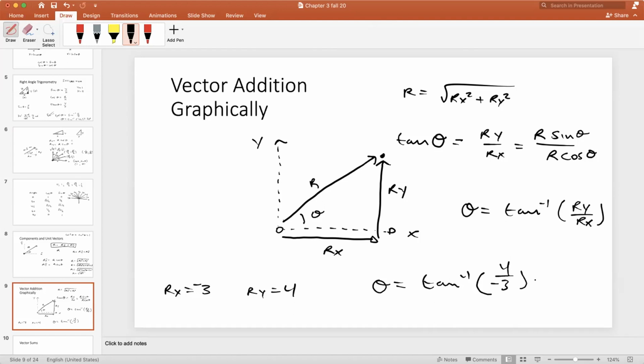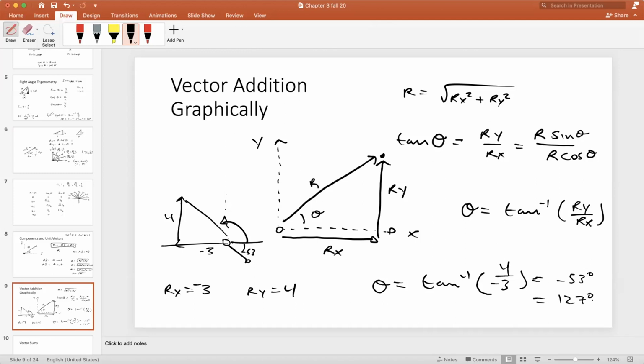Why am I getting -53 degrees? If I draw this, my origin would be here, and I would have to go -3 and then up 4. So this, you can clearly see, should be somewhere past 90 degrees. It's in the second quadrant, right? -53 is actually down 53 degrees below the x-axis. So what are you supposed to do? Well, one thing to do is either draw it, or two, add 180 degrees to it. And I get 127 if I round. So this is really 127 degrees.